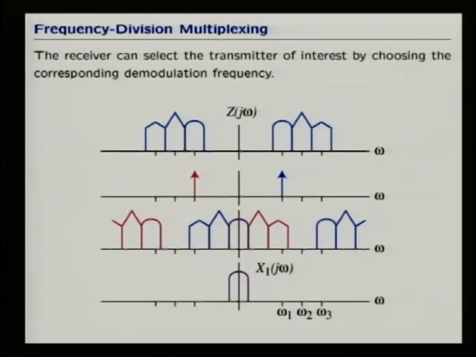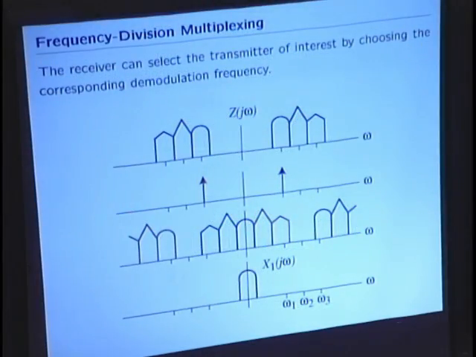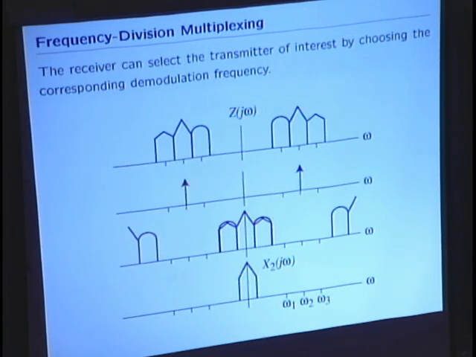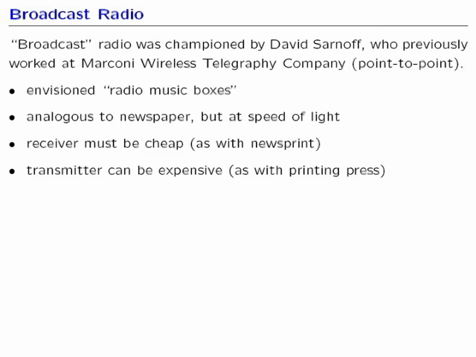You get overlap of the lowest frequency pair, and so if you built a low-pass filter of exactly the right width, you would decode message 1. If you just change the frequency of the demodulator, if you make the demodulation frequency now be omega 2, the effect of shifting a different amount means that the low-pass filter recovers message 2 rather than message 1. Okay? So that's the idea.